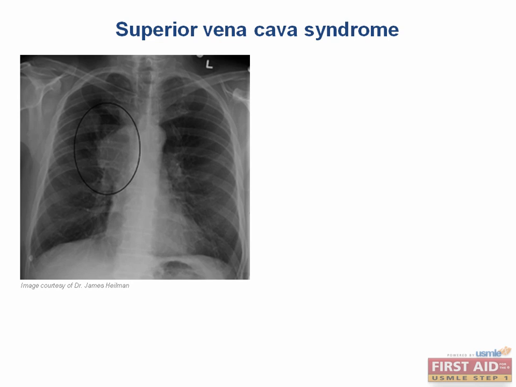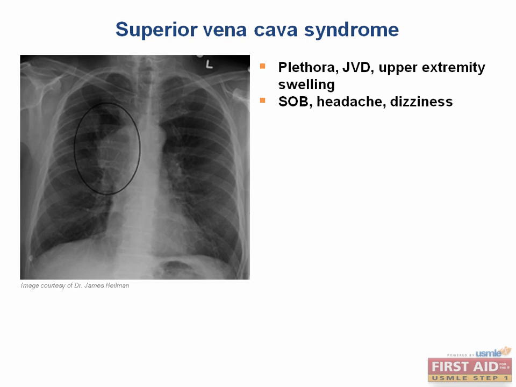SVC syndrome is a result of venous congestion of blood coming back to the heart from the head and neck. You can see the lung cancer on this chest x-ray, which is compressing the SVC. So what would you expect to see clinically? Well, since you're blocking venous return from the upper part of the body, you can see facial swelling, as well as JVD, and upper extremity swelling. You can also get shortness of breath, headache, dizziness, and rarely cerebral edema, aneurysm, or a brain bleed.